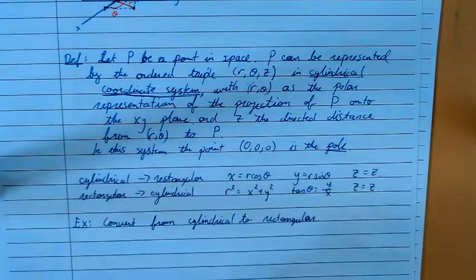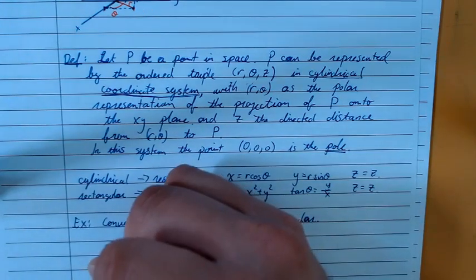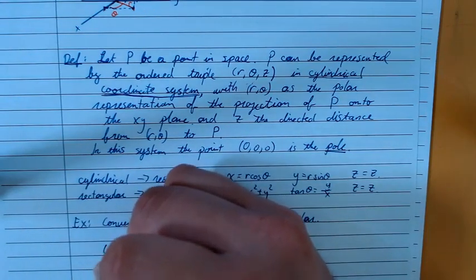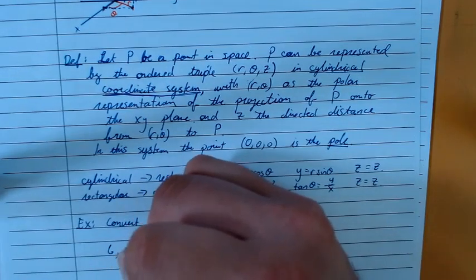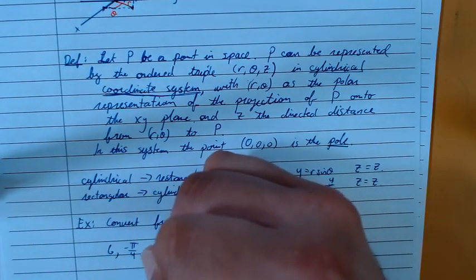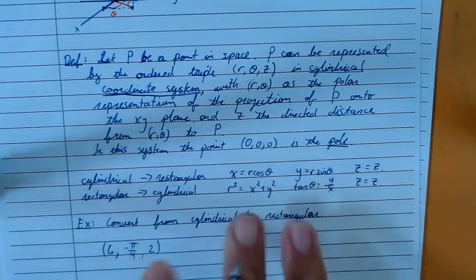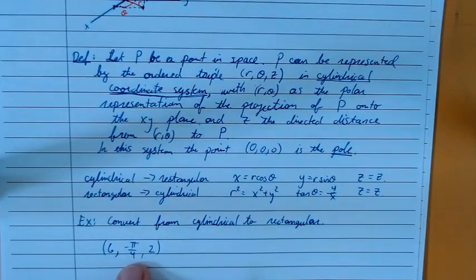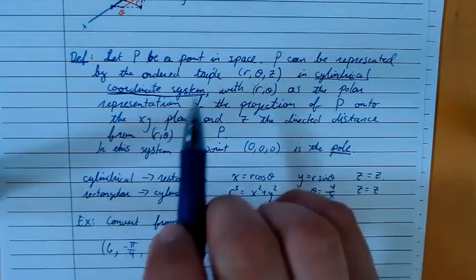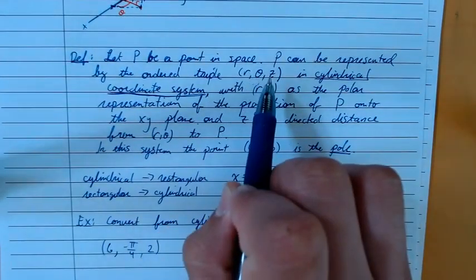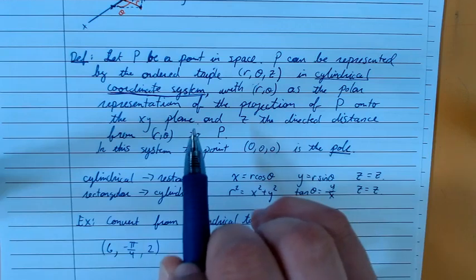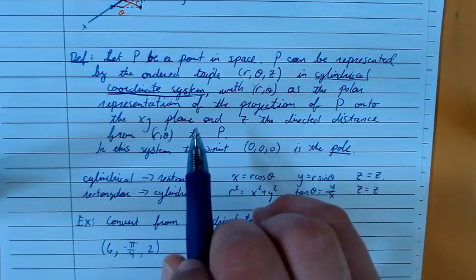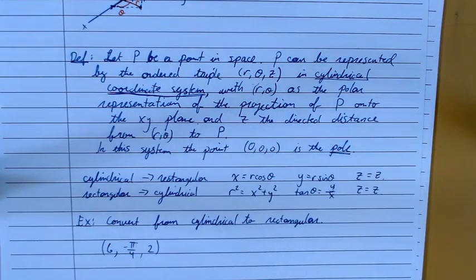Let's start off with a point. 6, negative pi over 4, 2. By convention, unless there's some reason why we're stating otherwise, these are always stated in the order R, theta, Z for cylindrical coordinates, just like you would always state things as X, Y, and Z for rectangular coordinates.